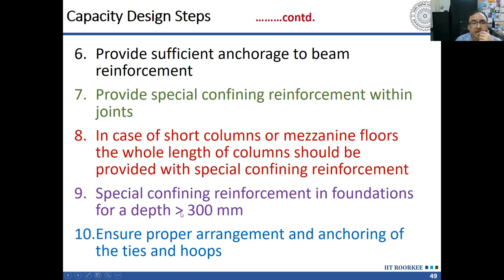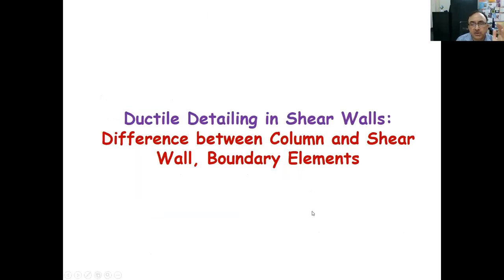And then we provide a special confining reinforcement in foundation for a depth of 300 millimeter. And we should ensure proper arrangement and anchoring of the ties and hoops, 135-degree anchored into the core by 6 times the diameter or 65 millimeter, whichever is higher. Okay, so that's about the beam column frame.